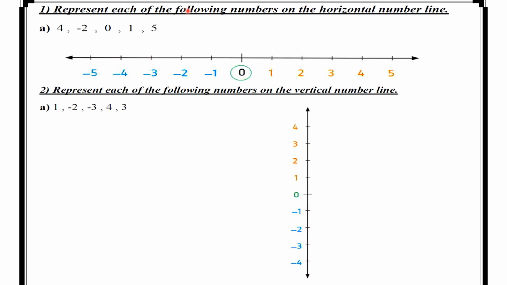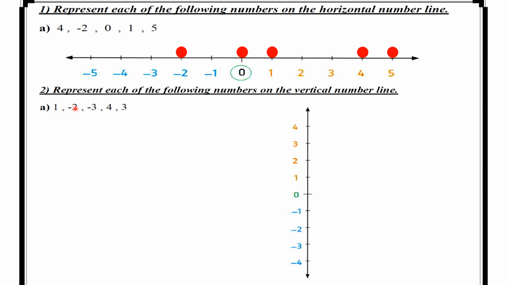Here, represent each of the following numbers on the horizontal number line. Letter A, we have 4, negative 2, 0, 1, and 5. So here we have 4. So we are going to move to 4 and draw a circle. Now we represent the 4. Negative 2. So here is negative 2, and now draw a circle. 0. So here we have the origin point, and I will put a circle. 1. So we will represent it by drawing a circle, and 5 is here, so we will represent it.